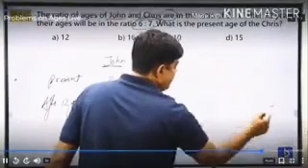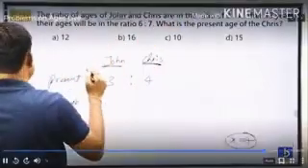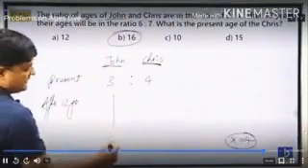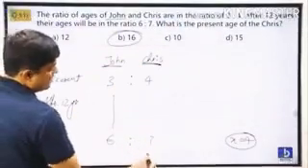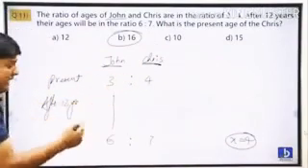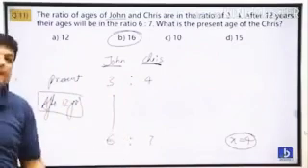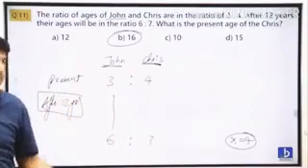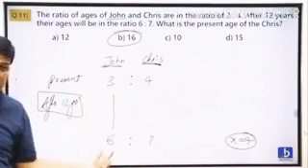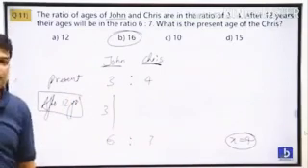Answer is 16. In the future, the ratio will be 6:7. Presently they are 3:4, and after 12 years they will become 6:7. Now listen, very simple. Right now John is 3 parts. In the future he will become 6 parts. So how many parts jump? 3 parts jump. Understood the trick of this question?